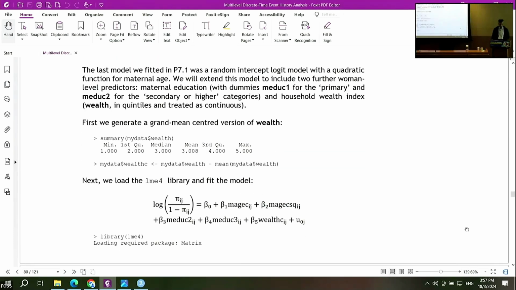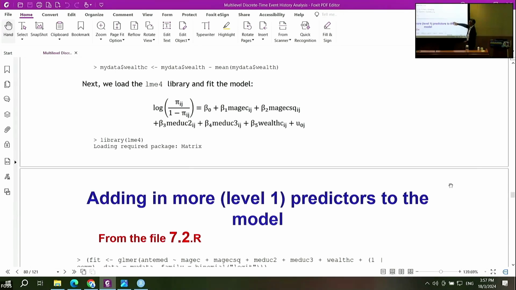So first of all, remember what I said about random slopes, which is it's important to mean center your variable if you're running a random slope or growth curve model. So first of all, we create a centered value for wealth, that is, you just subtract the mean from the value of wealth. So it's just mean centered. And we use that in the model. So instead of wealth, we use wealth C, wealth centered. We include mother's age, the age squared, mother's education, and the mean centered value of wealth.